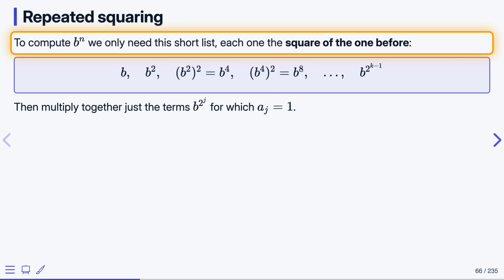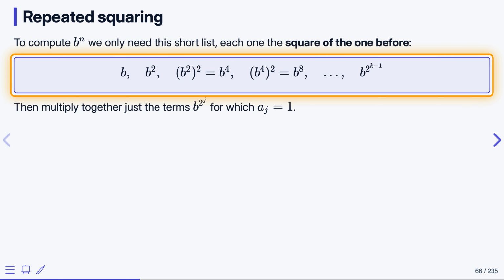So to build b to the n, we only need a short list of values. Start with b, square it to get b squared. Square that to get b to the 4th. Square again for b to the 8th, and keep going. Each one is the square of the one before, so each costs a single multiplication.